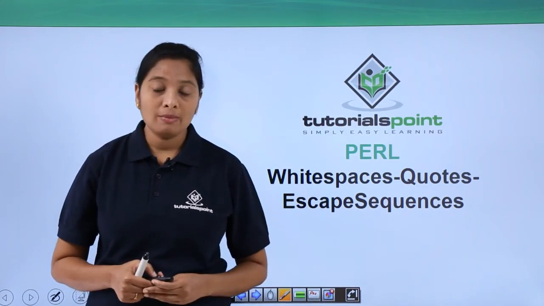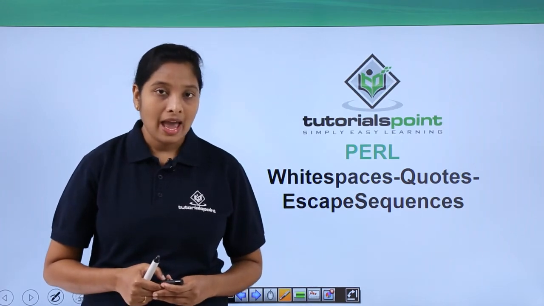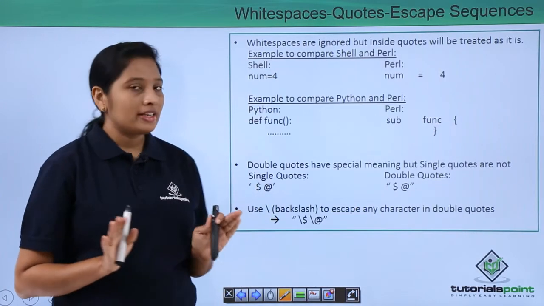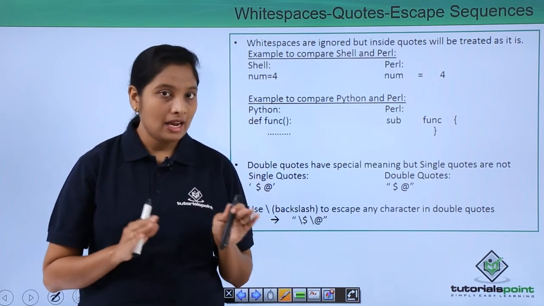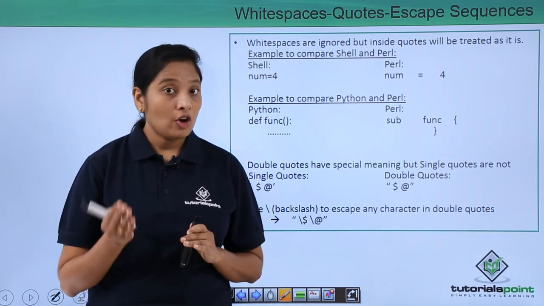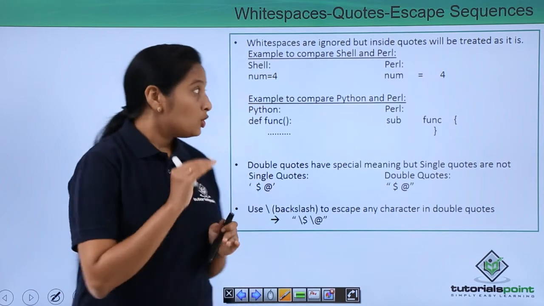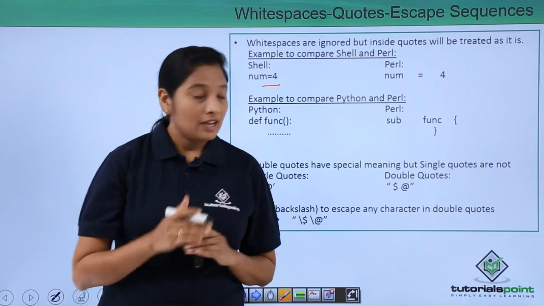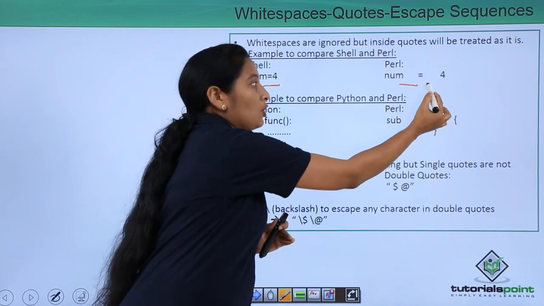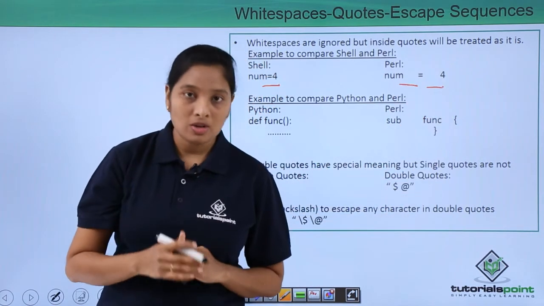In this video, I am going to explain about white spaces and quotes. Perl does not care about any white spaces. For example, if you compare shell and Perl, in shell, if you are assigning a value to a variable, you should ensure that there are no spaces here. But in Perl, if there are any spaces before equal to or after equal to, Perl ignores them.